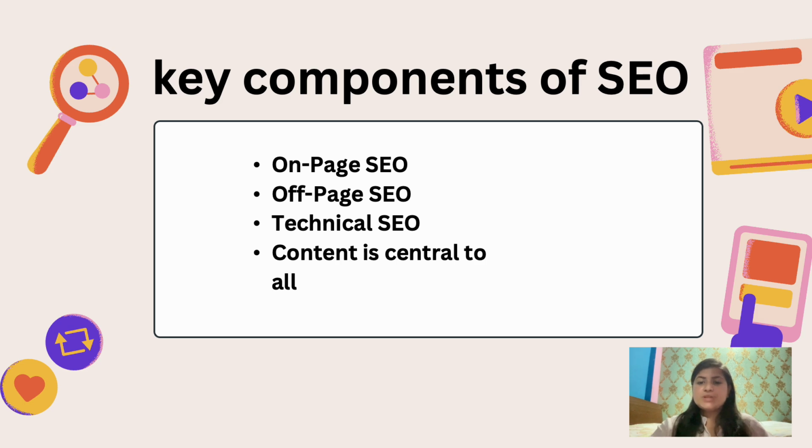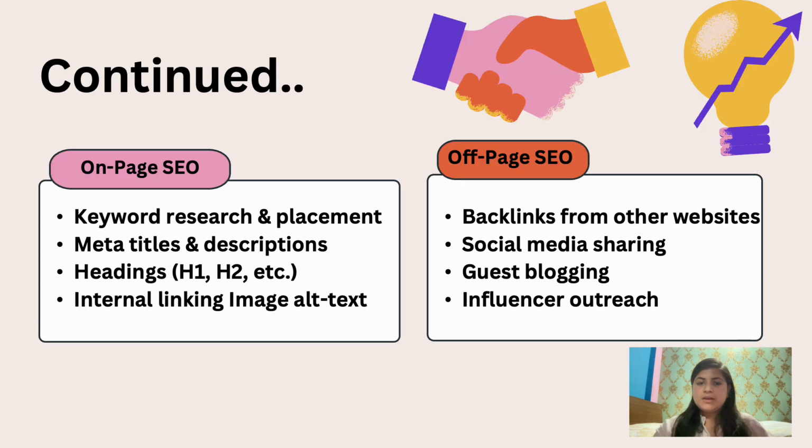Now, moving towards the next slide, I'll be talking about the key components of SEO. Simply, SEO can be broken down into three key areas: on-page SEO, off-page SEO, and technical SEO. All of these work together and at the center of all is content. Good content fuels keyword targeting, attracts backlinks, and supports usability and performance. So now talking about each of them in brief.